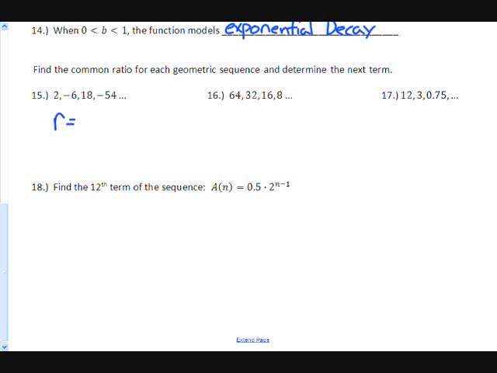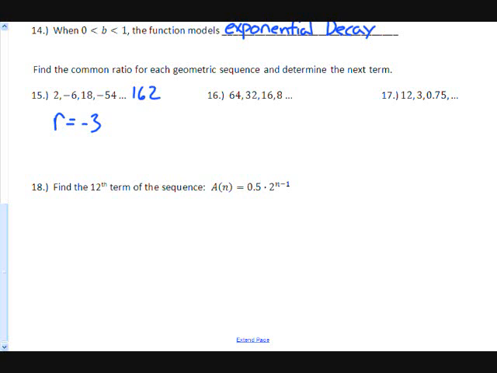So for this one, it looks like we're multiplying by a -3 each time. So the r value is -3. 2 times -3 is -6, times -3, times -3. So then the next term, if I multiply by -3, is going to be a positive 162. And that's all it asks me to do.